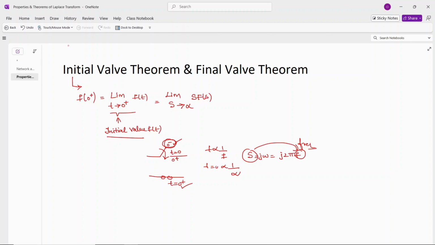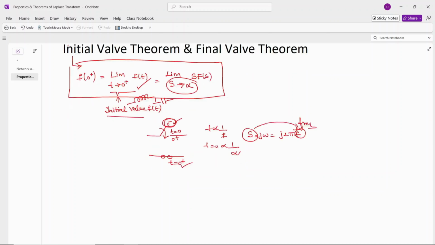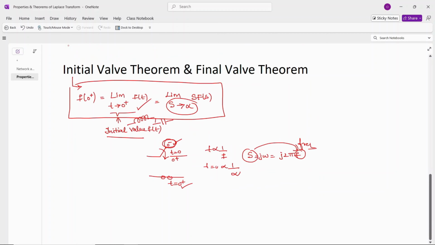So finding the initial value of the function f of t, such as the initial current through the inductor or the voltage across the capacitor, we can find out by using the initial value theorem. So this is used to find the initial value of the function f of t, where s tending to infinity corresponds to t tending to 0. Just multiply the function F of s by s, then you will get the initial value of the function. Now, what is the final value theorem?